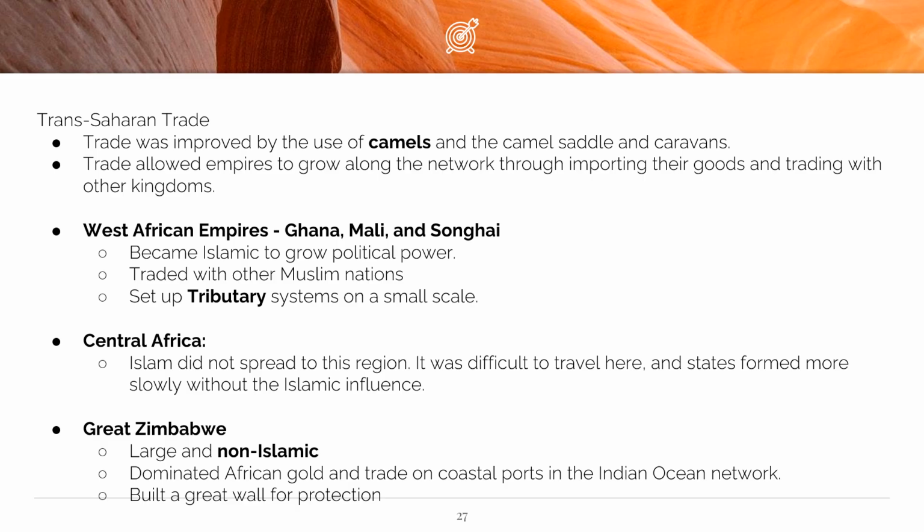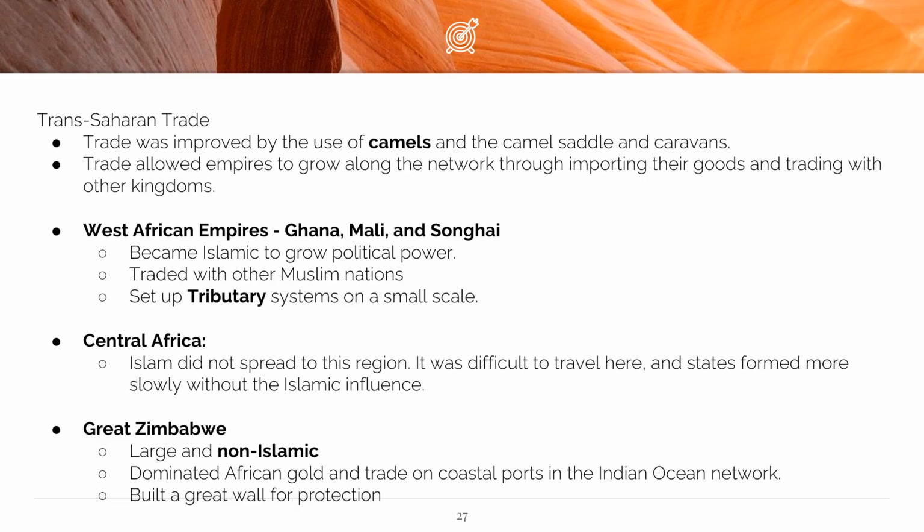In Central Africa, Islam did not spread to the region. It was difficult for people to travel there because of the physical geography. There were lots of valleys and escarpments, and very cut off groups of people. And so, because of the natural geography, we did not see a major expansion towards the interior of Africa from merchants at this time and people who were trying to spread Islam.